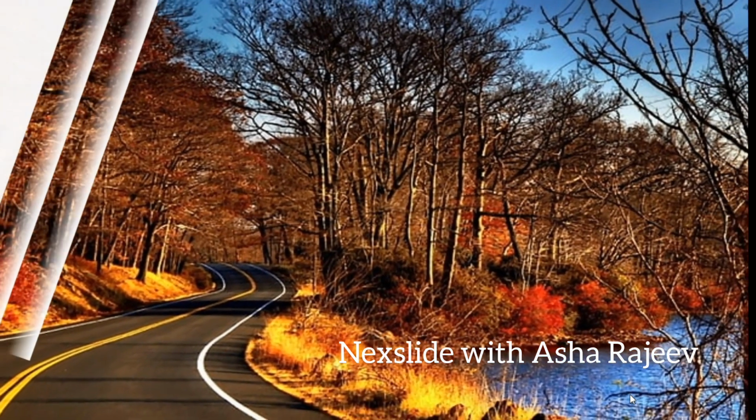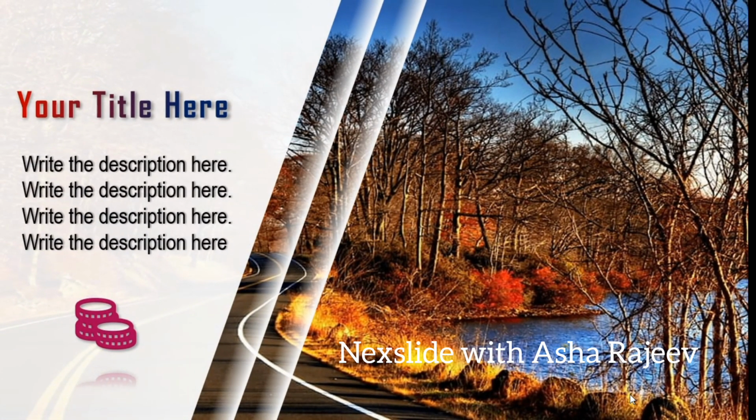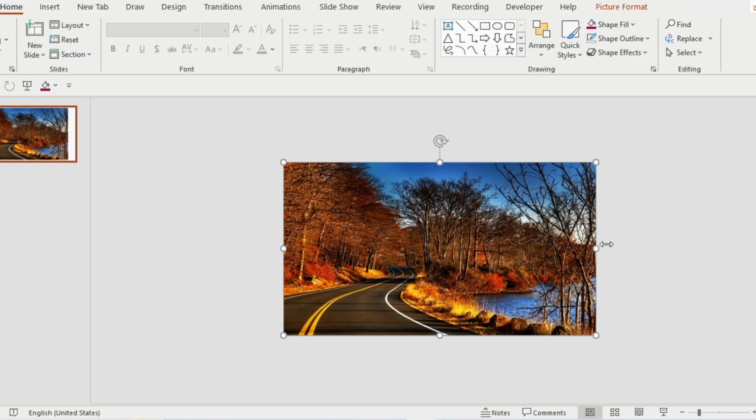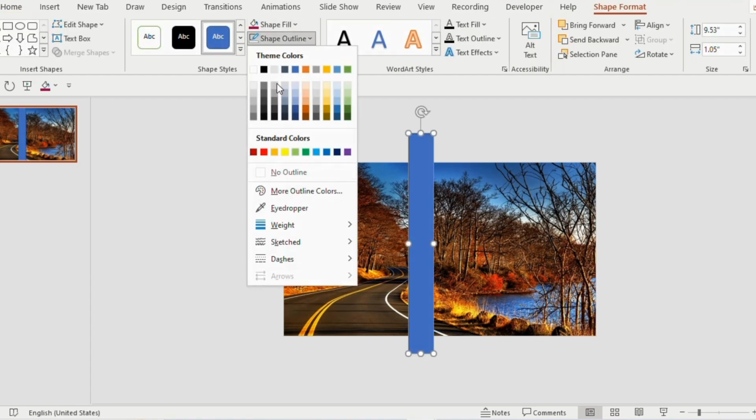Hello everyone, let's prepare this kind of transition slide which is creative and innovative. First of all, copy an image to a blank slide, insert a rectangle and increase the length to out of the slide. Go to Shape Outline and choose No Outline.